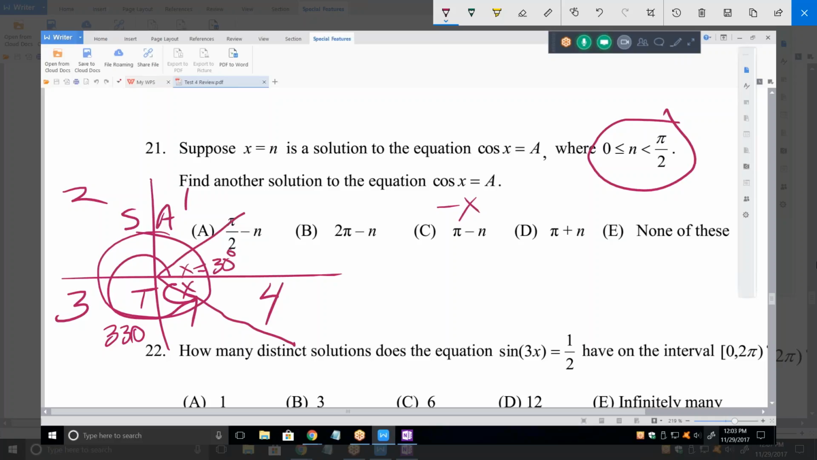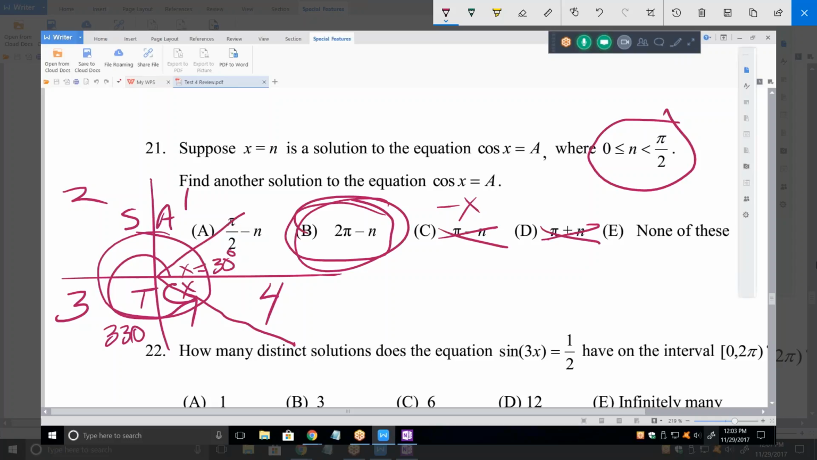Wouldn't, I mean, like B would work, right? Yes, so far it would. Right now, is that the only one that works? Yes. A does not work. C, 180 minus 30 is 150. That doesn't work. 180 plus 30 is 210. That doesn't work. But this one does.